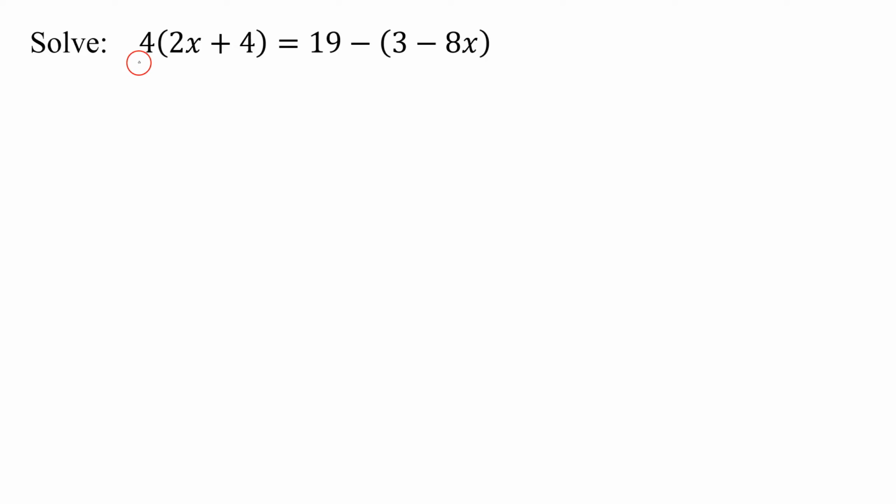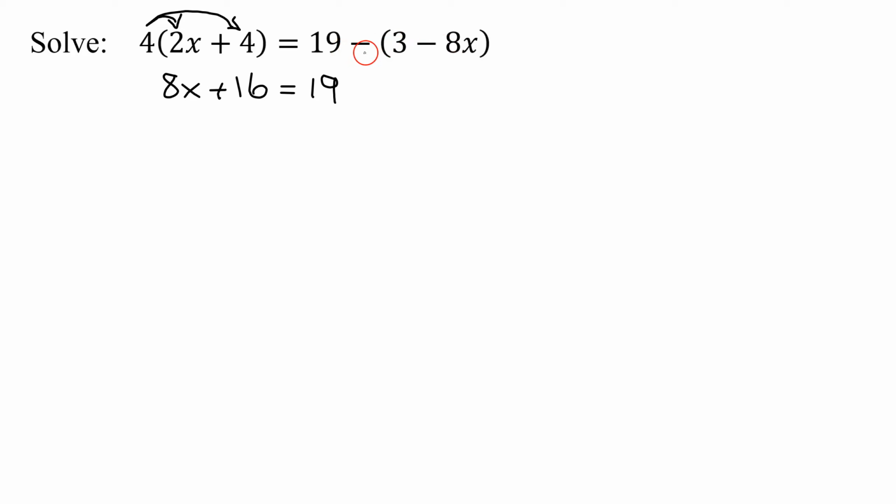Well, I need to get rid of my parentheses first, so let's do that. So I'm going to distribute the 4 into these parentheses on the left-hand side. So 4 times 2x is 8x, and then 4 times 4 is positive 16, equals 19. Now be careful over here.